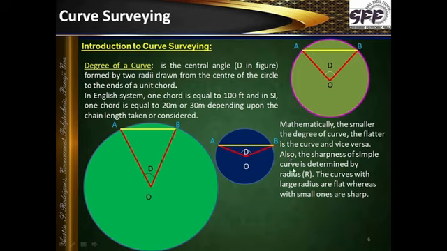Also, the sharpness of a simple curve is determined by the radius R. Depending upon how much the radius is, we can easily understand the sharpness of the simple curve. Curves with large radius are flat, whereas the ones with small radii are sharp. Look at this: large radius, the curve is flat; small radius, the curve is sharp. So looking at the radius or at the degree of the curve, one can easily understand whether the curve is sharper or flatter, or gentler.